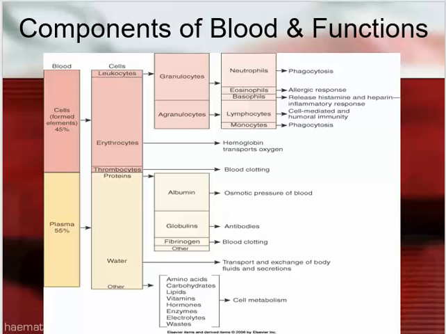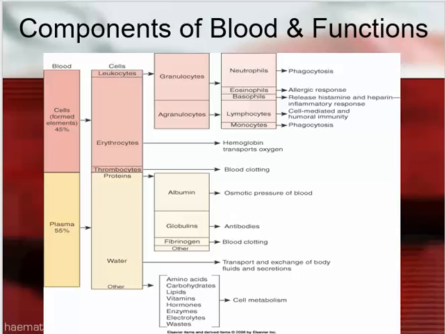All of these things are involved with protecting the body. Erythrocytes are for transport of oxygen and somewhat carbon dioxide. Thrombocytes are hemostasis and blood clotting.